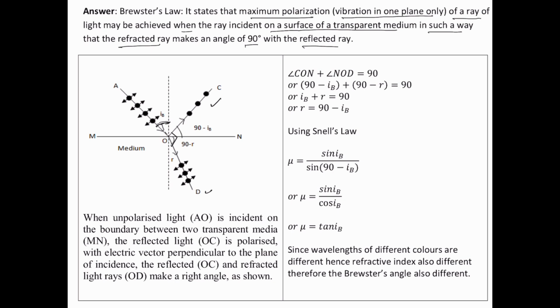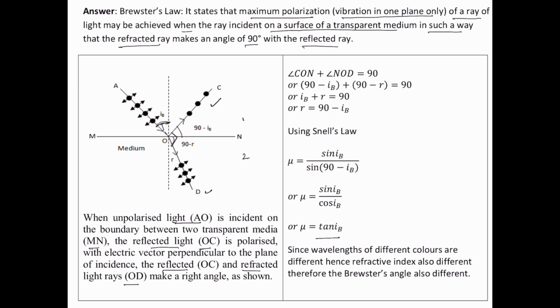So let's see. AO is my unpolarized light incident on the boundary between the two transparent media. MN is the boundary which separates medium 1 and medium 2, correct? So what is the significance? If we know the angle of incidence and the refractive index, we can calculate the Brewster's angle. So let's do it. The reflected light is OC. This is reflected in the same medium, and refracted means it is transmitted to the second medium. And the refracted light is OD.